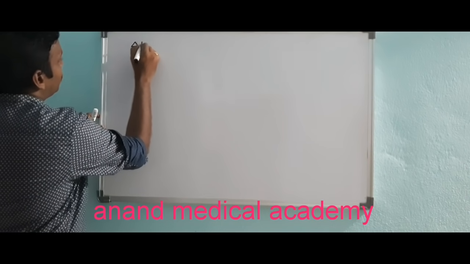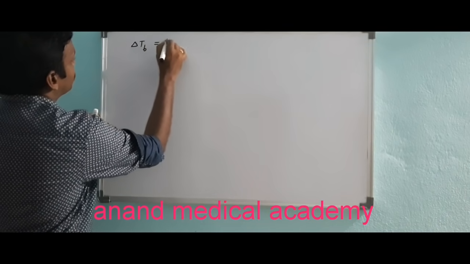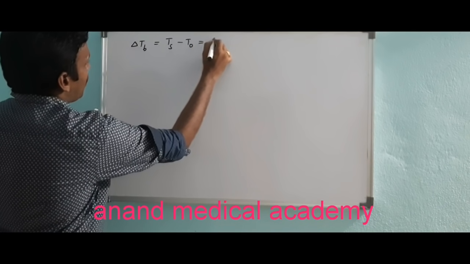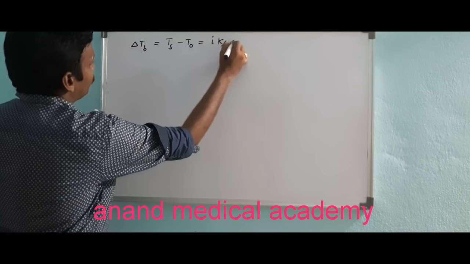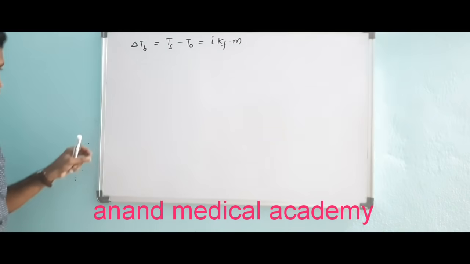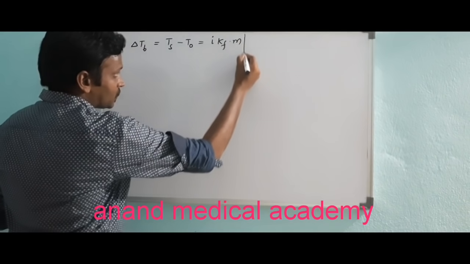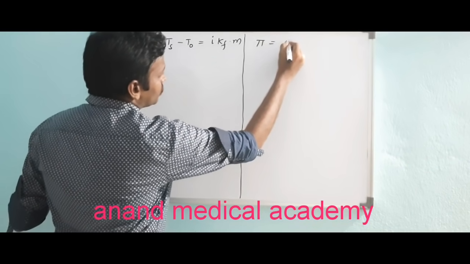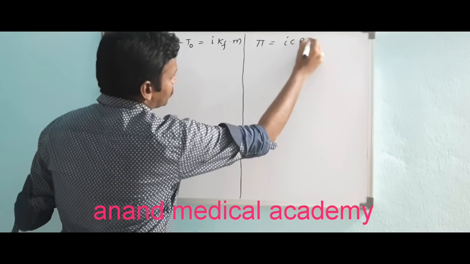What is the delta Tb formula? Delta Tb is equal to Ts minus T0 is equal to i into Kf into molarity. This is the formula, right? Next, I will write here pi is equal to iCRT.